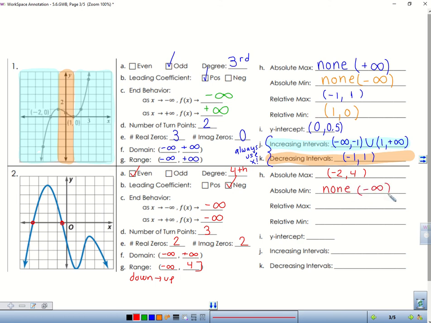Negative infinity. Good. Now remember, every single absolute max is first a relative max. So if you have an absolute max, you also have to write it on the relative line, because it still is a relative max as well as being an absolute. Now, do we have any other relative maximums?